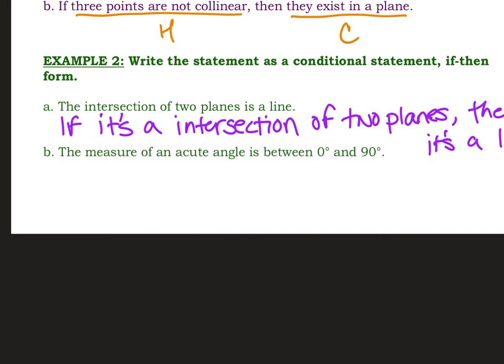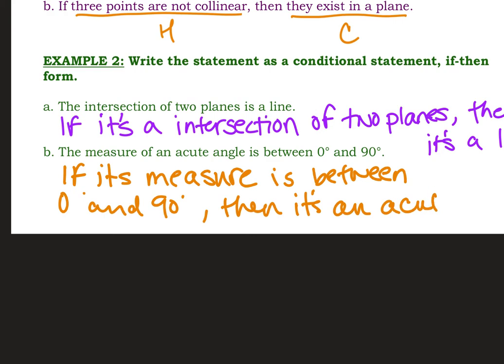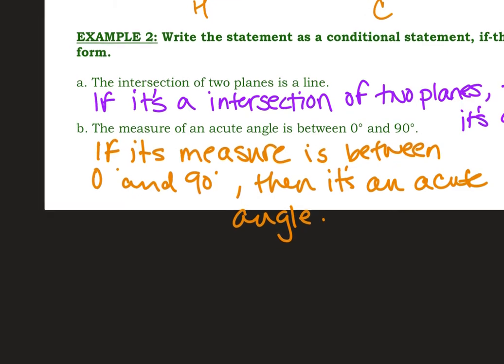If the measure of acute... Oh, wait. If it is between 0 and 90, then it's a measure of an acute angle. Okay. We can even say, if its measure is between 0 and 90, then it's an acute angle. Okay? Good, those are good examples.